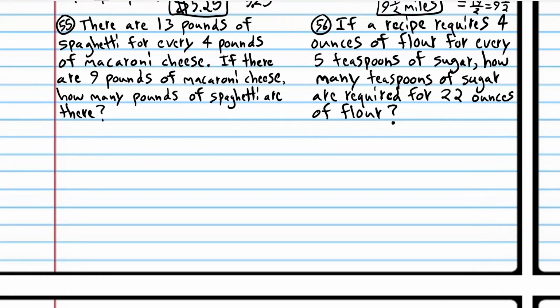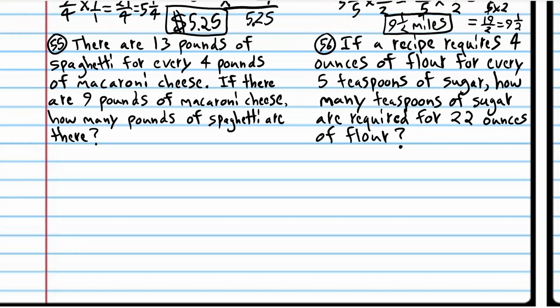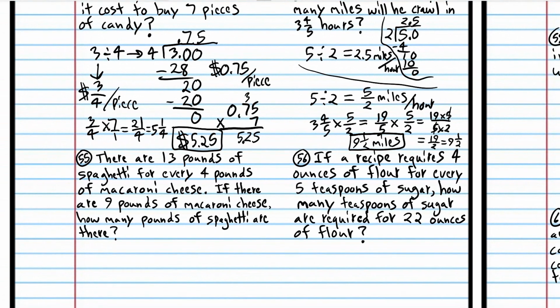So let's try number 55. So you'll do this one on your own. First find the unit rate by taking 13 and dividing by 4, then using that unit rate to solve the problem. And remember, you can write it as a decimal or you can write it as a fraction. So attempt number 55. When you come back, we'll do it together. If you get stuck here, don't worry, that's okay. We'll do it together eventually.